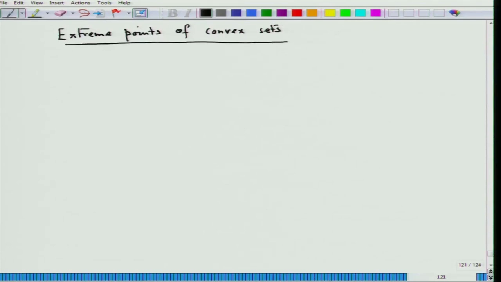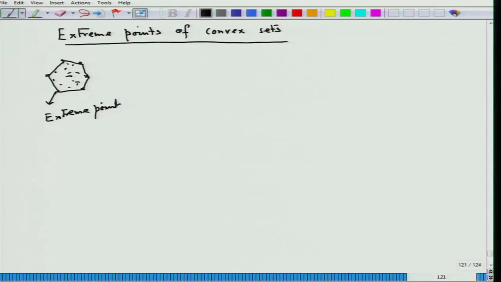It is something you and I understand: these are corner points. If you have a convex set like this, you and I understand these are the extreme points, the very sharp corner edges. This is my whole set. But how do I mathematically talk about this point? What is the feature of this point?